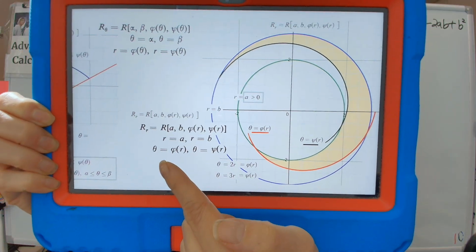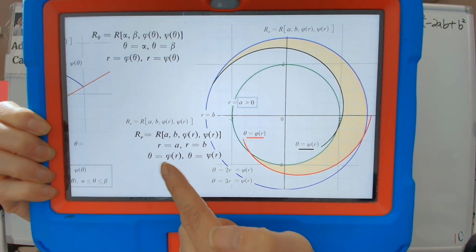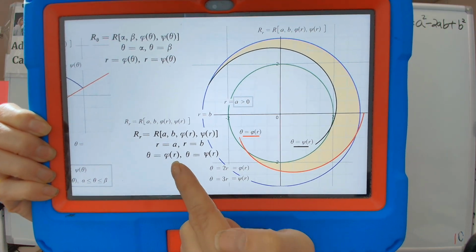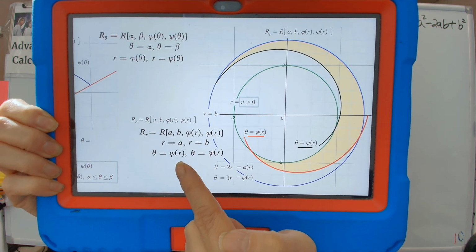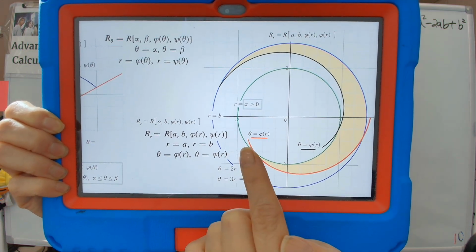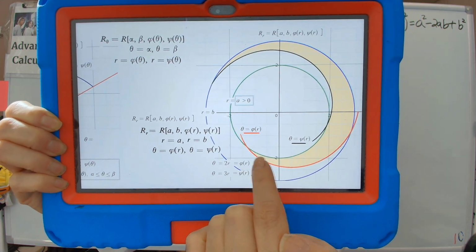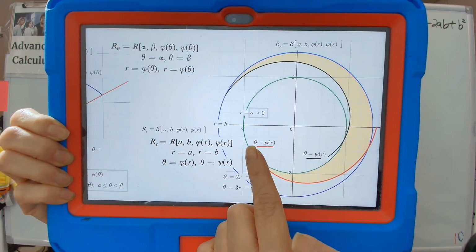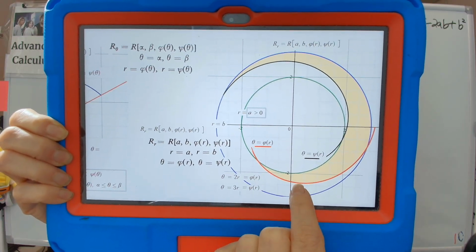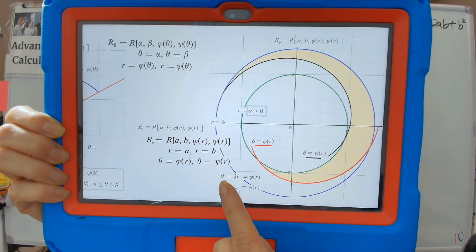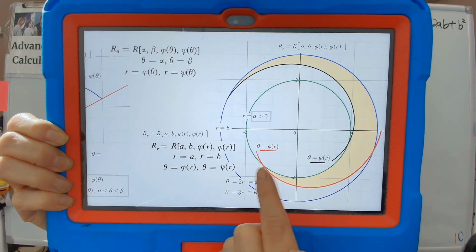And then look carefully. Okay, now from this point on, things look weird. Theta equals phi of r. Where is that? If you look right here, the red line, see the red line goes this way? That's theta equals phi of r. Specifically in my case, theta is just equal to 2r, which is what I plotted here.